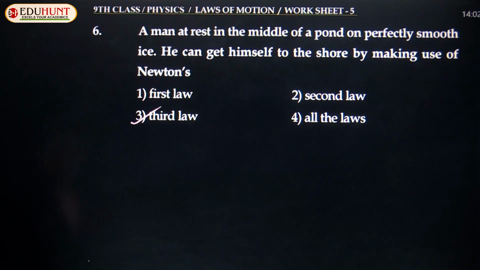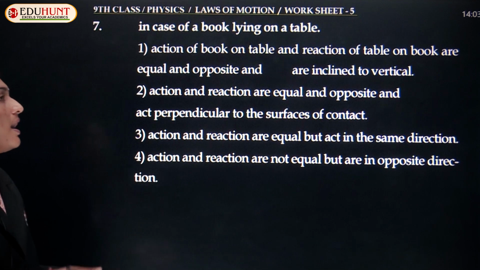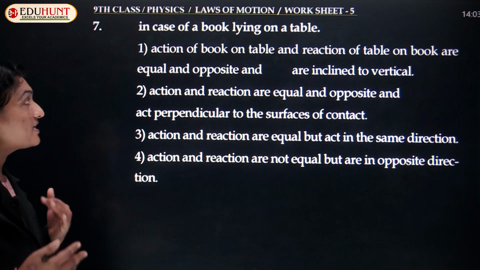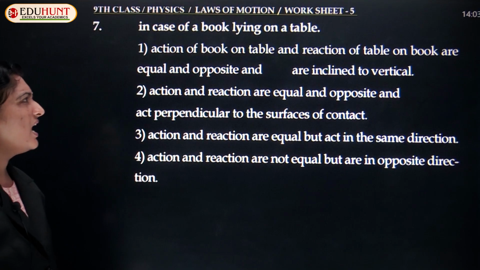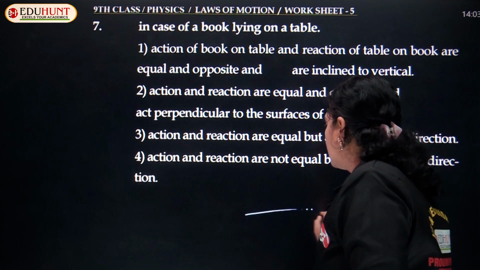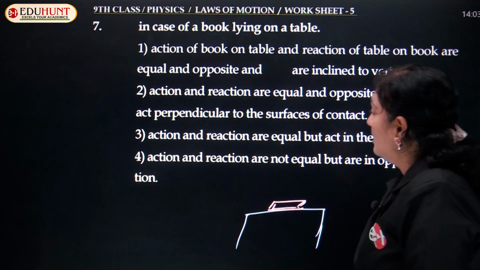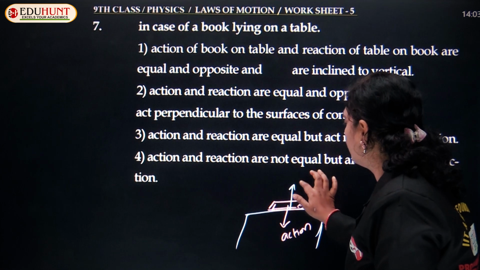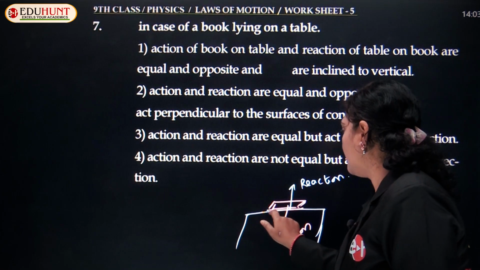Clear, children? So let us also move with the next question, the seventh one. In case of a book lying on a table, the action of the book on the table and the reaction of the table on the book are equal and opposite and are inclined to the vertical. So how are they? So this book is lying on the table, something like this. The table exerts some reaction on this book. This is the reaction. How are these two? Here is your surface.